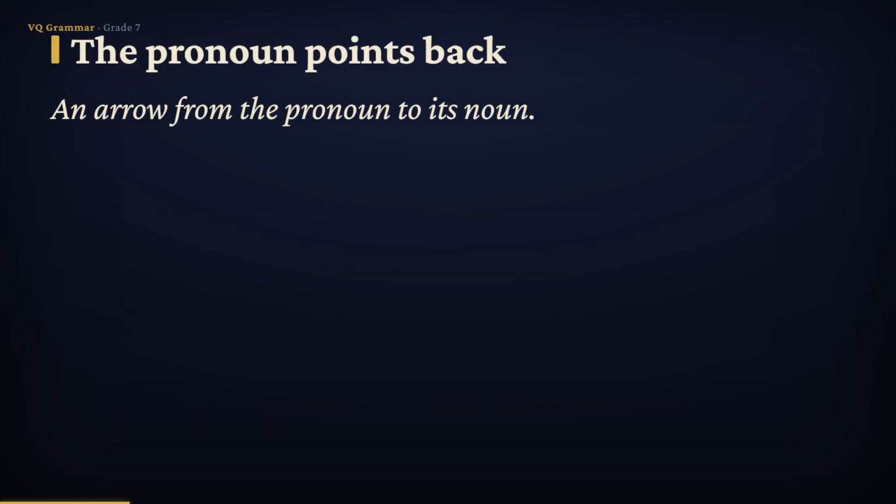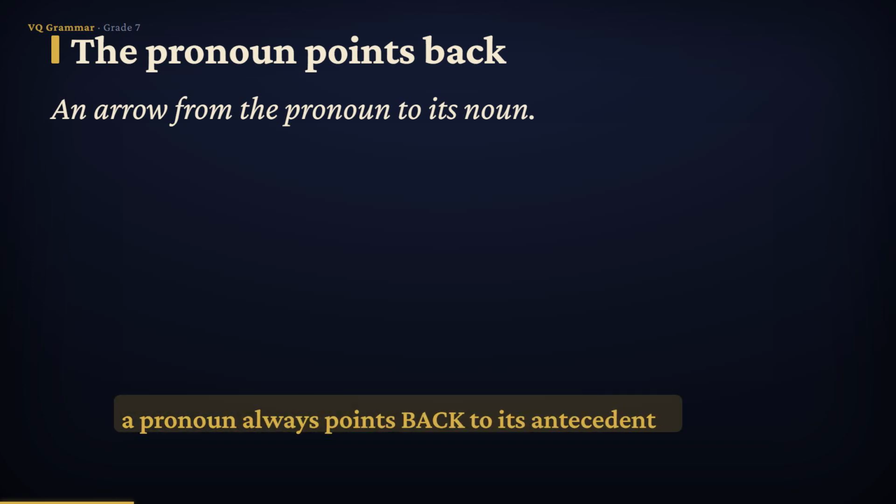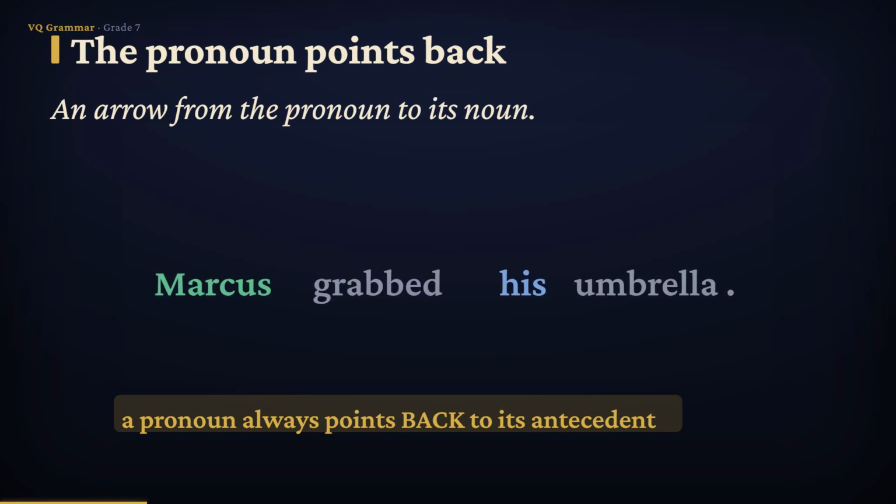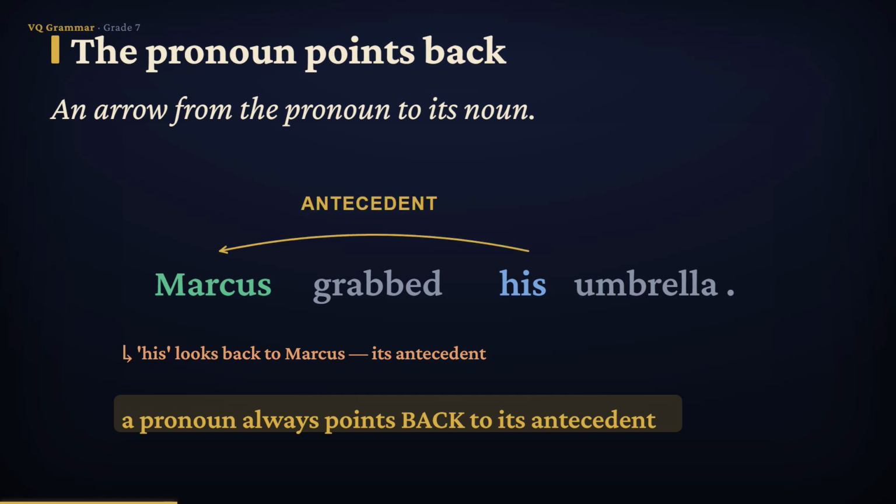Here's the heart of today's lesson. A pronoun always points back to its antecedent, the noun it stands in for. Look at this sentence. Marcus grabbed his umbrella. The pronoun his doesn't tell us whose umbrella on its own. It borrows its meaning from Marcus. So his looks back to Marcus, and Marcus is its antecedent. Picture a little arrow running from the pronoun back to the noun it replaces. That arrow is the relationship at the center of everything we'll do today.